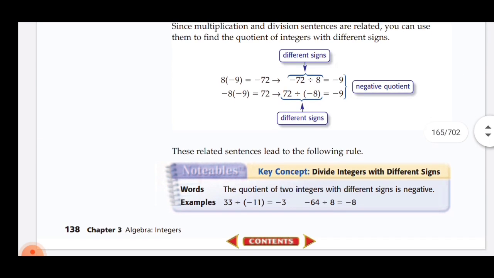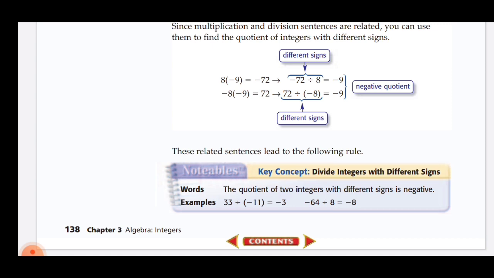Since multiplication and division sentences are related, you can use them to find the quotient of integers with different signs. 8 multiply -9 equals -72. -72 divided by 8 equals -9. The quotient is negative. -8 multiply -9 equals 72. 72 divided by -8 equals -9. The quotient is negative.